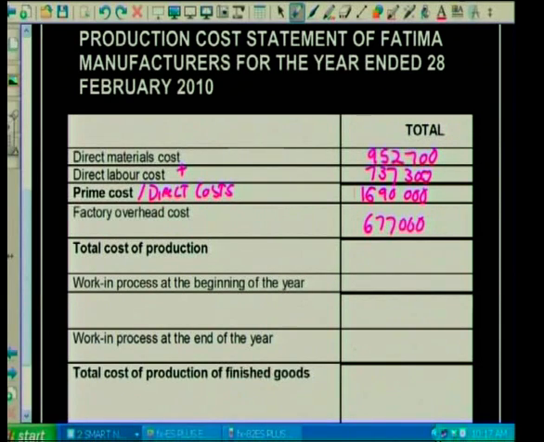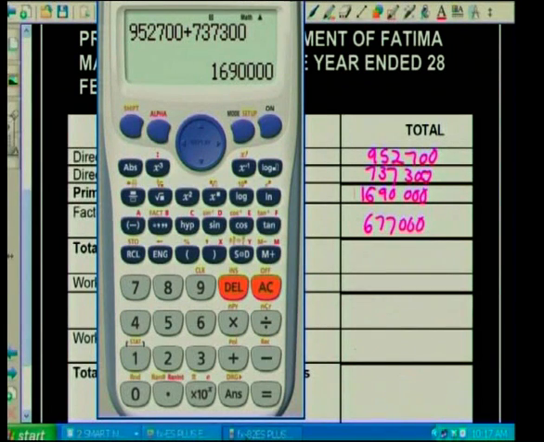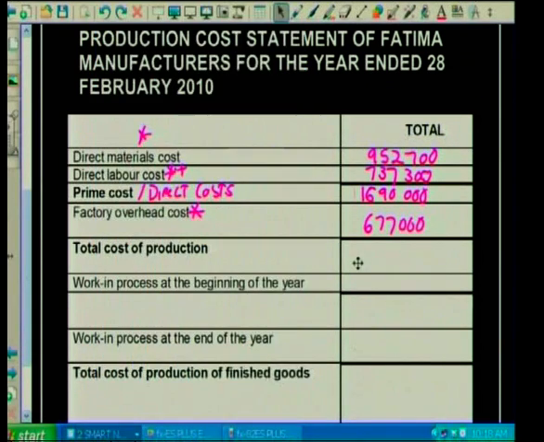Okay, right, we can now calculate our total cost of production. Total cost of production, people, is simply our prime cost plus our factory overhead cost, or our direct material cost plus our direct labor cost plus our factory overhead costs. Those three costs that I spoke about right at the beginning. We've got our prime cost calculated already, so we're simply adding on 677,000 to get our total cost of production, 2,367,000.